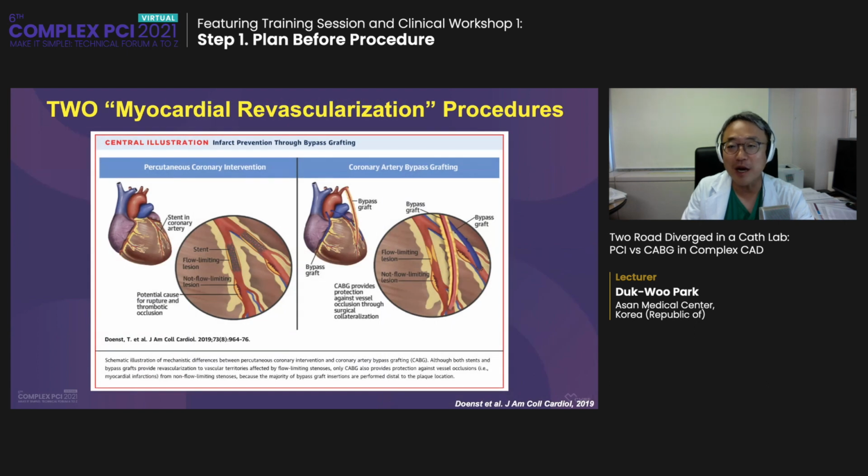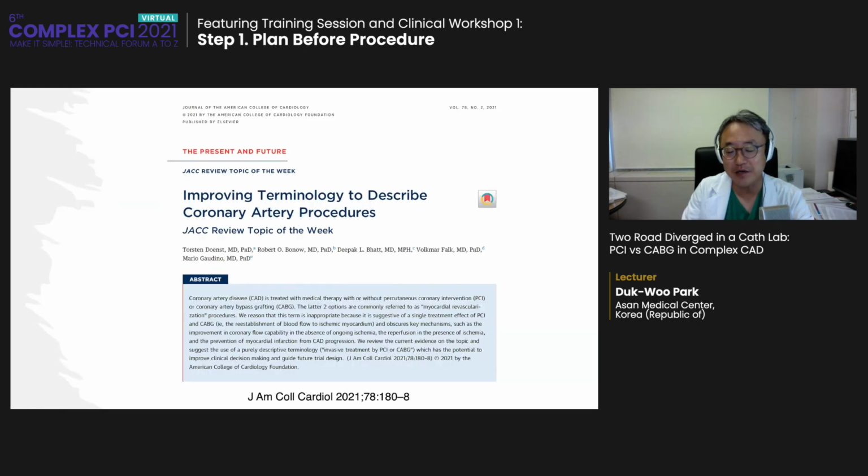Like this, there are two myocardial revascularization procedures. This shows very well the mechanism: bypass surgery bypasses the flow-limiting and even non-flow-limiting regions. However, stenting treats flow-limiting lesions, but some non-flow-limiting regions remain. So this article was published in JACC a couple of weeks ago, a very nice paper showing the underlying mechanisms of PCI and bypass surgery.